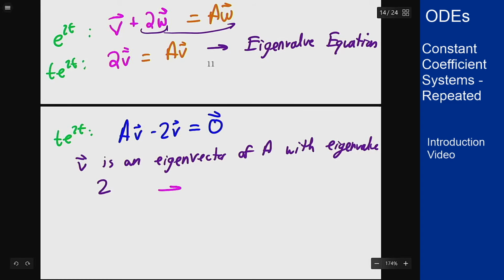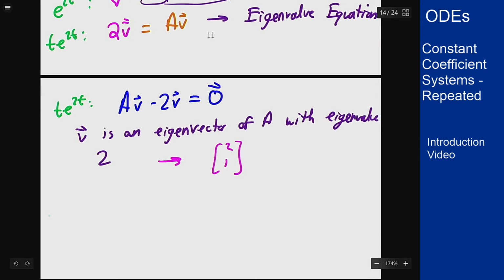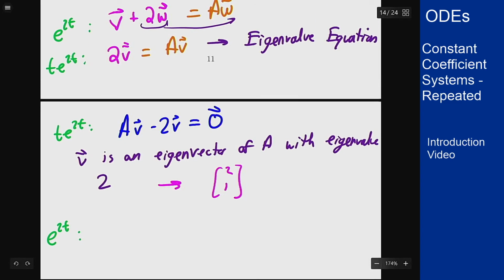But we did this already. We know this 2, 1 vector works for this situation because that was the eigenvector we found in the first place. Now, from e to the 2t, we get that we want aw minus 2w equaling v. This is almost an eigenvalue equation, except I don't have 0 on the right. I have v, where v is this eigenvector from the first part. So now I have to go back and solve my equation here again.